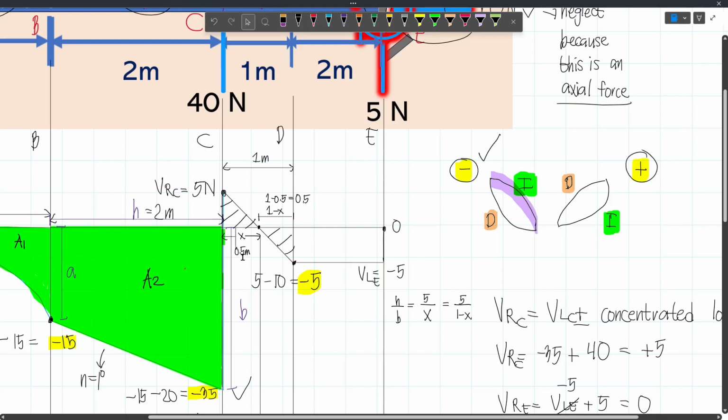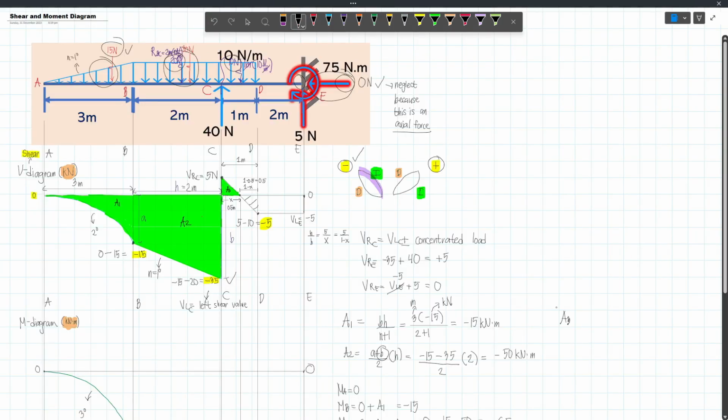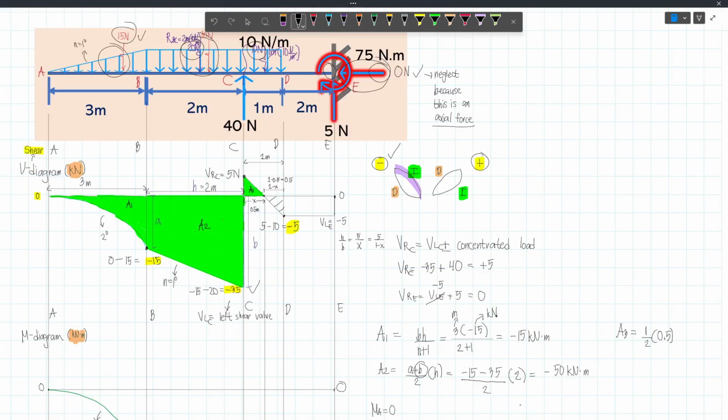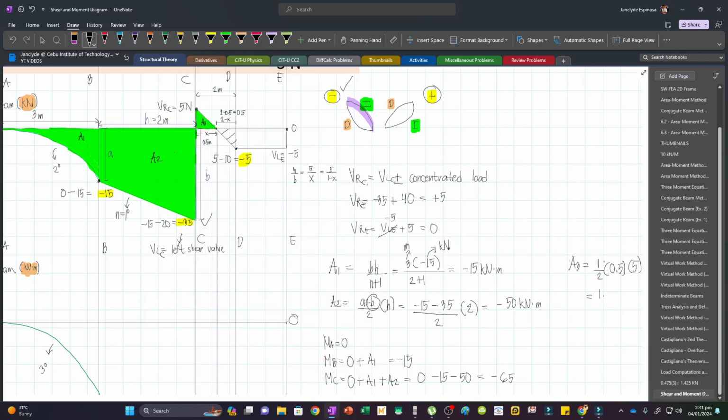Now since we already have this distance, we can compute this area. Let's say this is our area 3. Area 3 will just be 1/2 times base times the height. So that will be 1/2 times the base, which is 0.5 meters, multiplied by the height, which is 5 newtons. So this will give us 0.5 times 0.5 times 5. That will be 1.25.